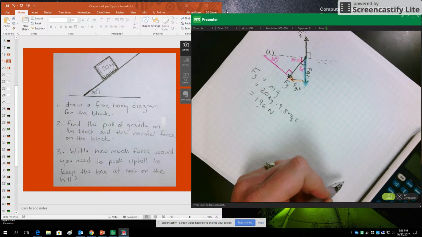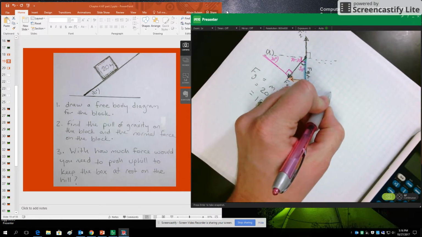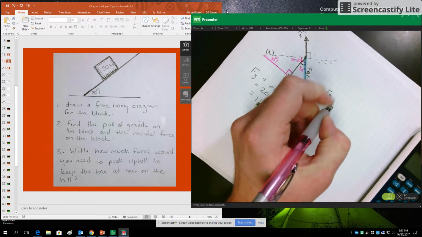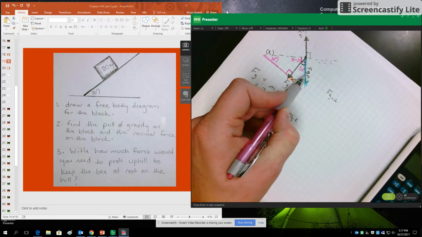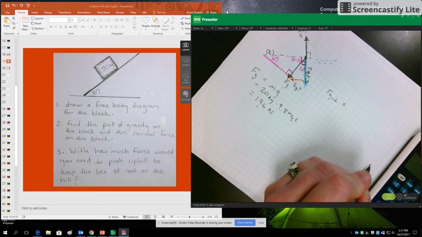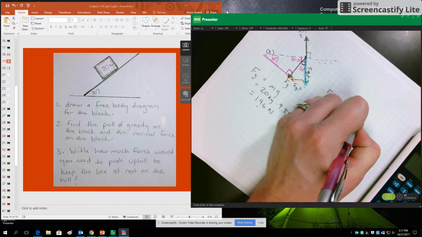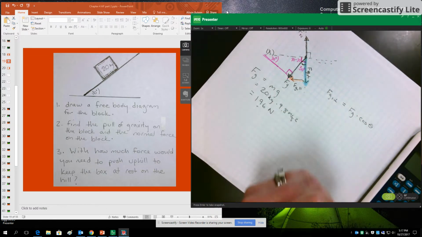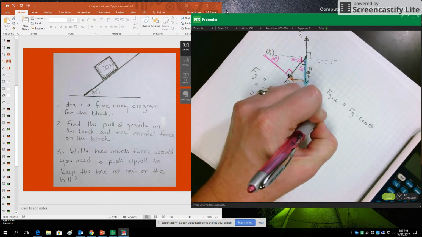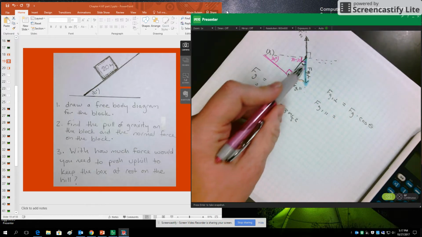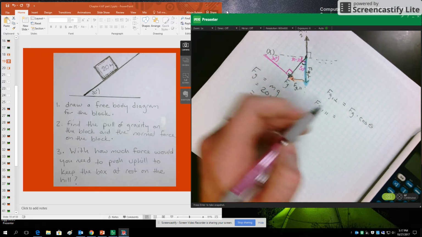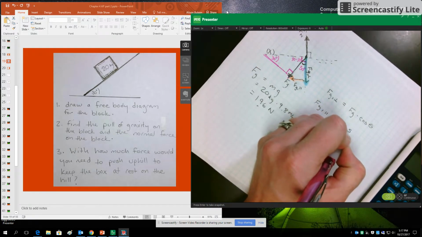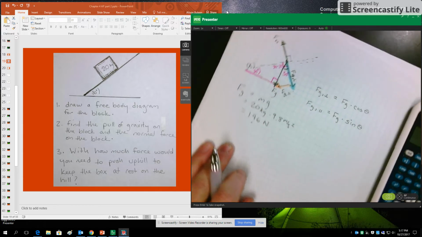If this is starting to get too messy, we can redraw it. But we'll do it this way. The pull of gravity in the perpendicular direction is the side of the triangle that's adjacent to this angle. So that component must be equal to Fg times cosine of theta. And then the component of the pull of gravity that is parallel to the plane, this side of the triangle, is opposite to 30 degrees. So that's equal to Fg times sine of theta.